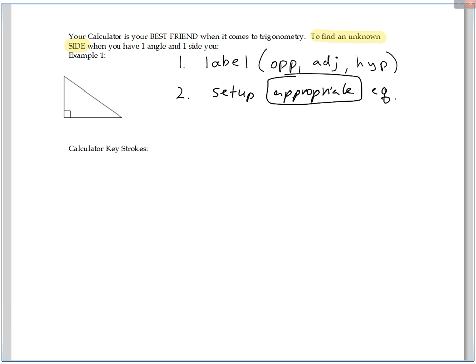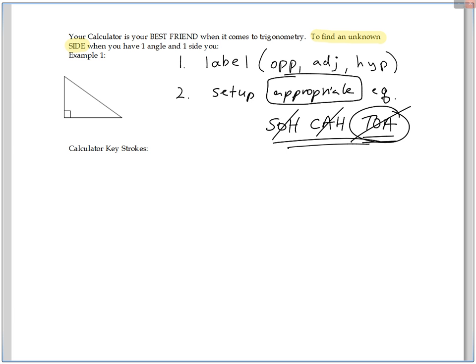So if they give you stuff for opposite and adjacent, and you know absolutely nothing about the hypotenuse, can you use either of sine or cos? You have to use tangent. What if they give you the hypotenuse and you have to use the hypotenuse? Can you use tangent? No.